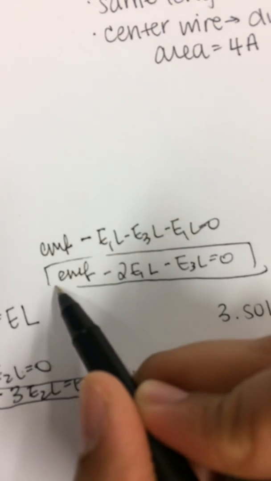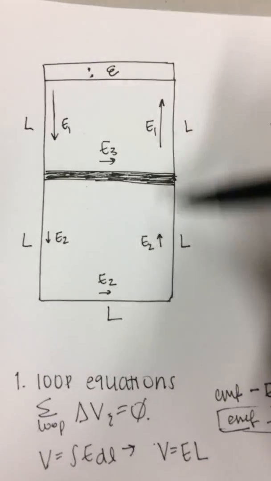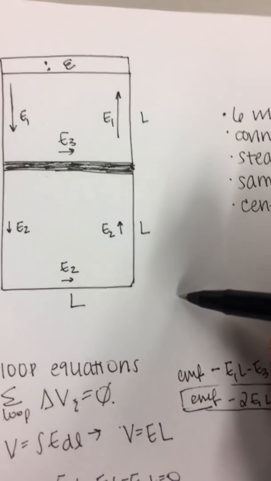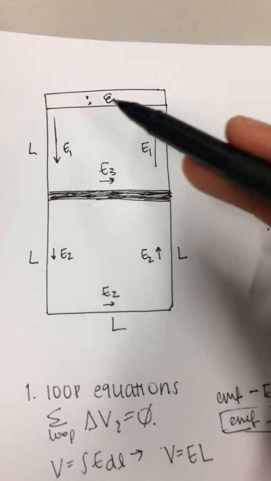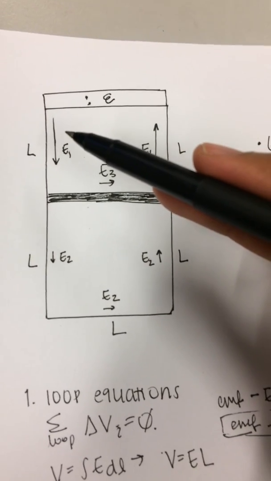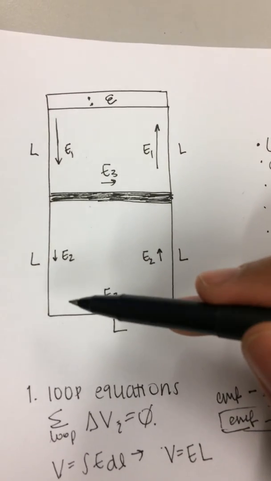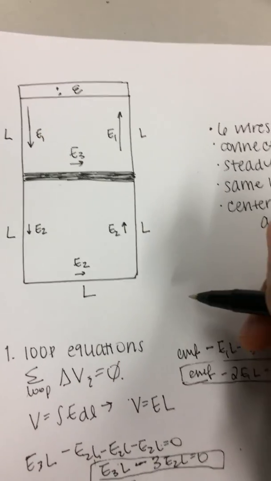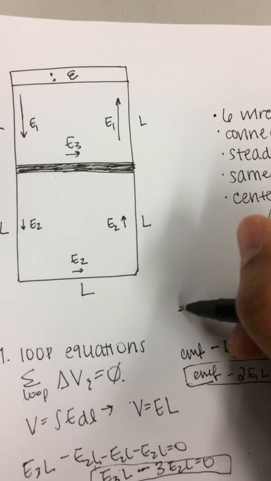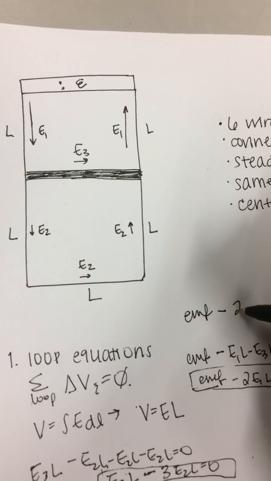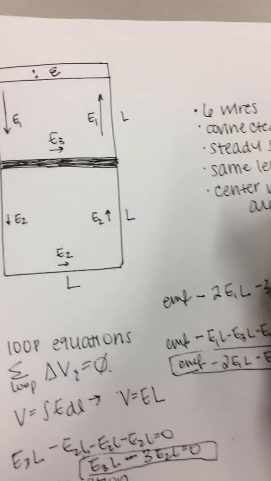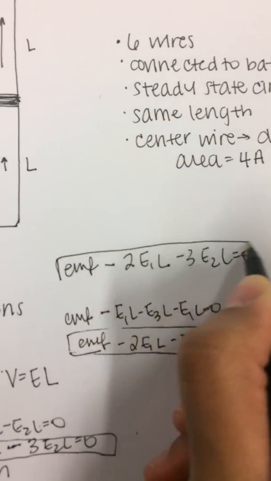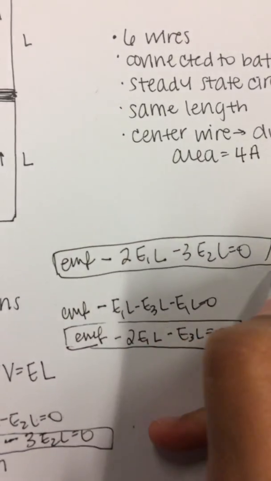And then there's one more you can do if you look at the big loop. It's usually easy to forget, but make sure you also look at the big picture. For that, you can start up here. So EMF minus E1L minus E2L minus E2L minus E2L minus E1L equals 0. We can simplify it in our head, but it will be EMF minus 2E1L minus 3E2L equals 0. So that is the third loop equation.